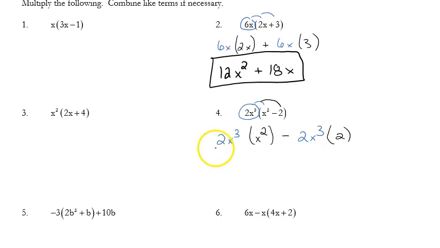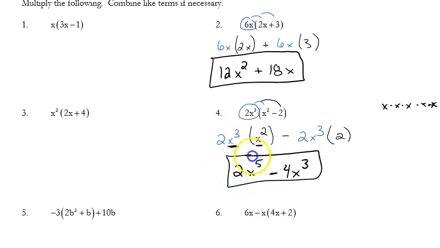Okay? The coefficient is 2, the coefficient is 1, that gets me 2, but if I have x to the third times x squared, that's x times x times x times x times x. So remember our exponent properties. Add my exponents. 2 bases, add my exponents. X to the 5th. 1, 2, 3, 4, 5 x's. Minus 2 times 2 is 4. Keep x to the third. Now I'm done.